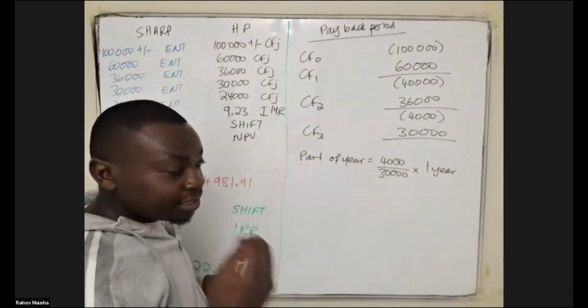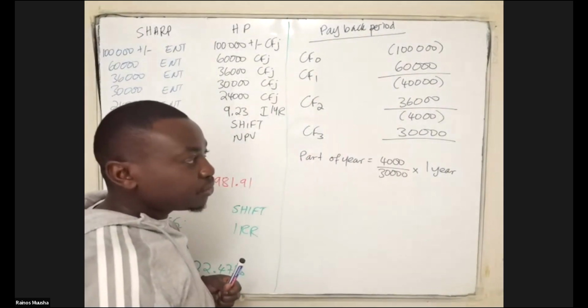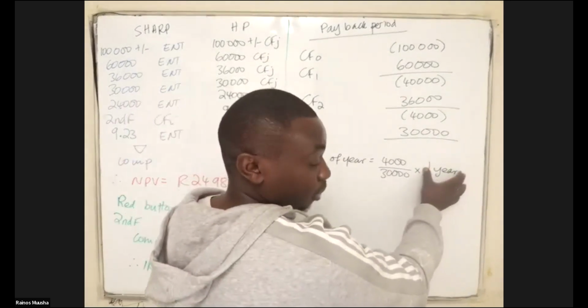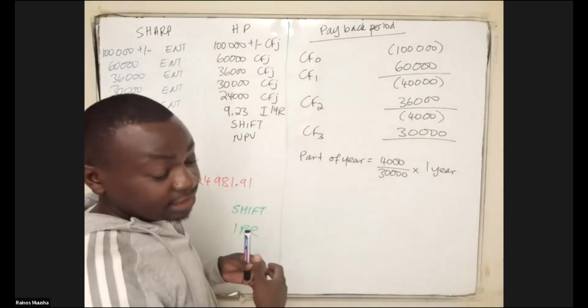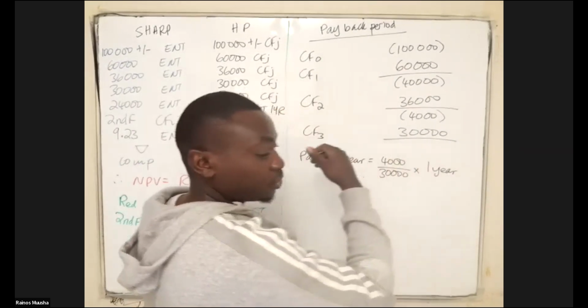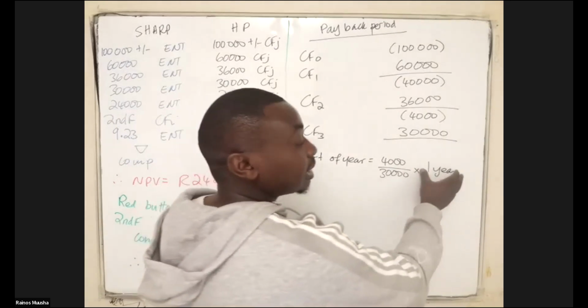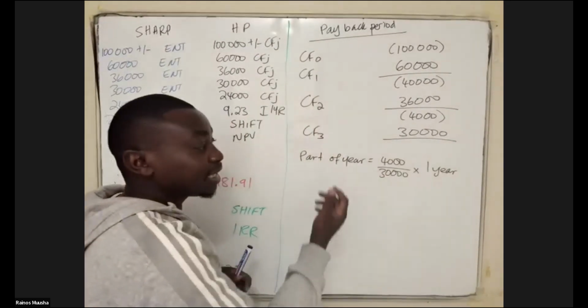If they want you to put this remaining part of the period in what? In months, you're going to multiply this by 12. If they want the remaining period in weeks, you're going to multiply this by 52. If they want this remaining period in days, you're going to multiply that by what? 365 days in a year. So that's how you're able to get what? The part of the year that is outstanding.